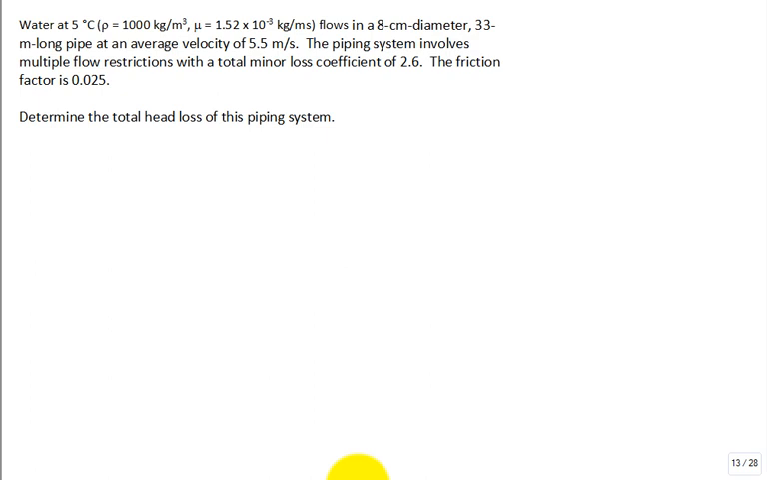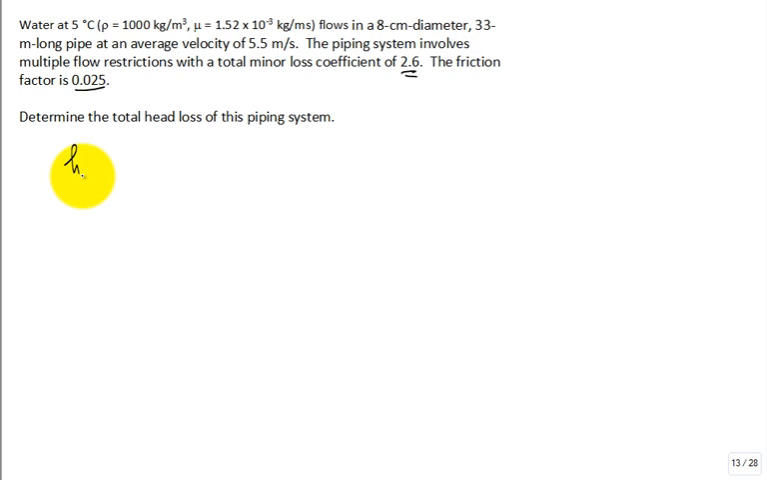So I have water at 5C, so I get the density and the viscosity of water. It flows in an 8-centimeter diameter, 33-meter-long pipe at an average velocity of 5.5 meters per second. The piping system involves multiple flow restrictions with a total minor loss coefficient of 2.6. The friction factor is given, so you don't need to look it up on the Moody diagram. The friction factor is 0.025. Determine the total head loss for this piping system.